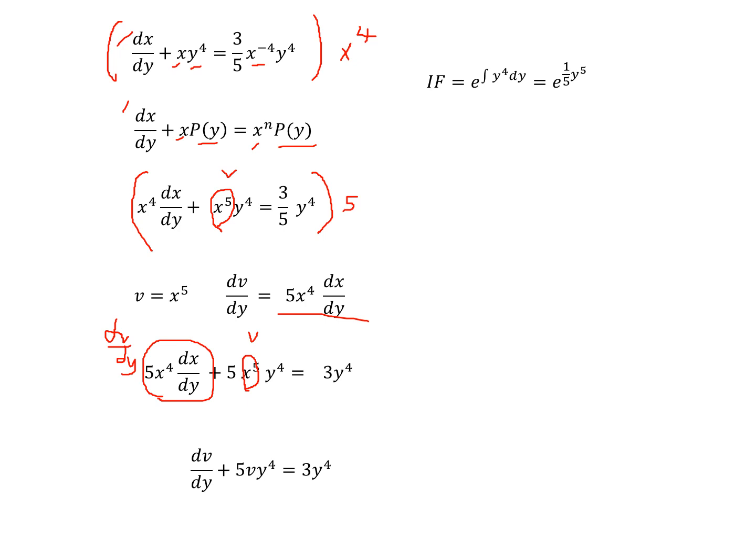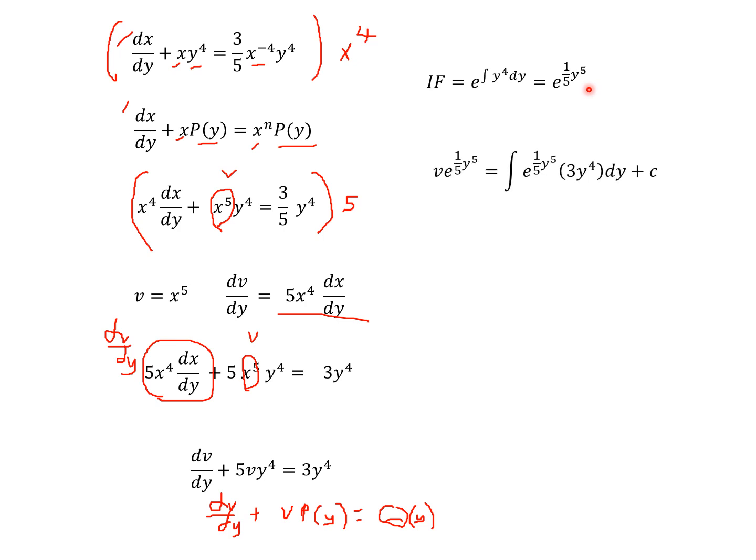That's the same as dv/dy plus v p of y is equal to q of y. So our integrating factor now is e to the integral of y to the fourth dy. That's e to the 1 over 5 y to the 5.